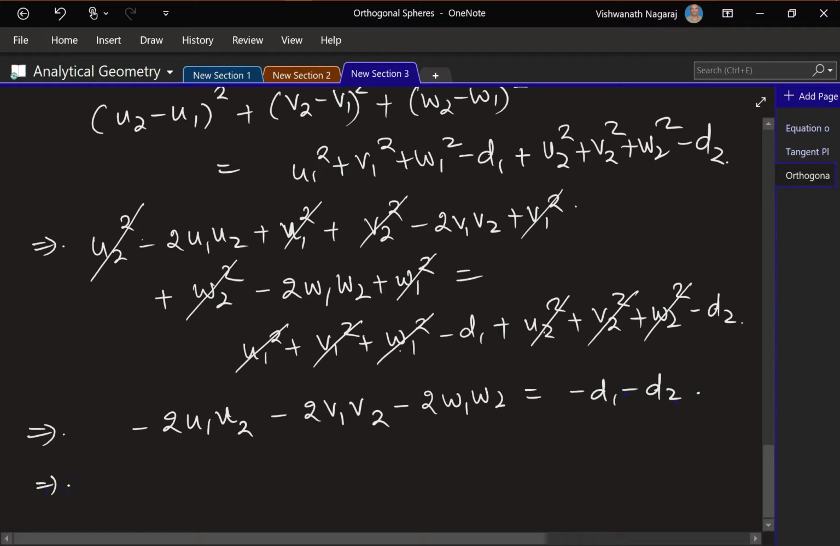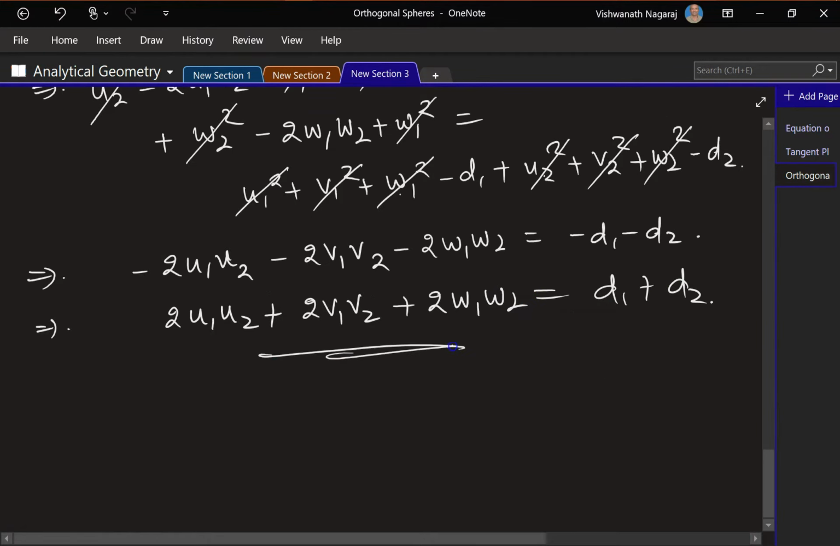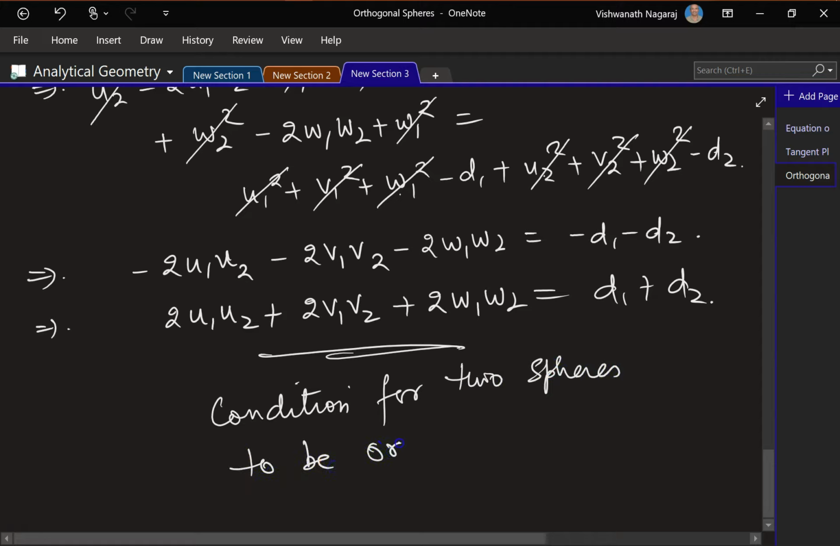Let's multiply the entire thing with minus 1. So we get 2u1u2 plus 2v1v2 plus 2w1w2 equal to d1 plus d2. So this is the condition for two spheres to be orthogonal.